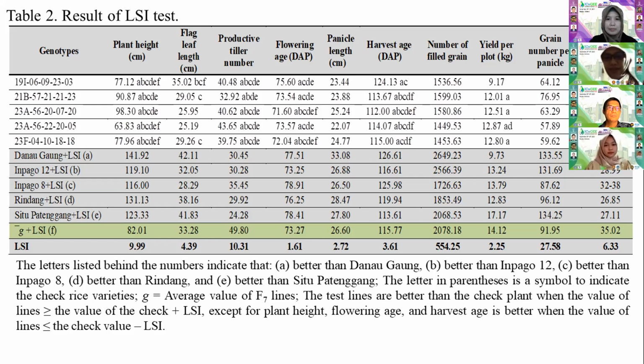There were 3 lines that had a longer flag leaf compared to the Inpago 8 variety. The line which has the most productive tiller number was 23A, 56, 22, 2005. The high yield per plot was found in the 23A, 56, 22, 2005 line. These yields were higher than the check varieties Danau Gaung and Rindang.